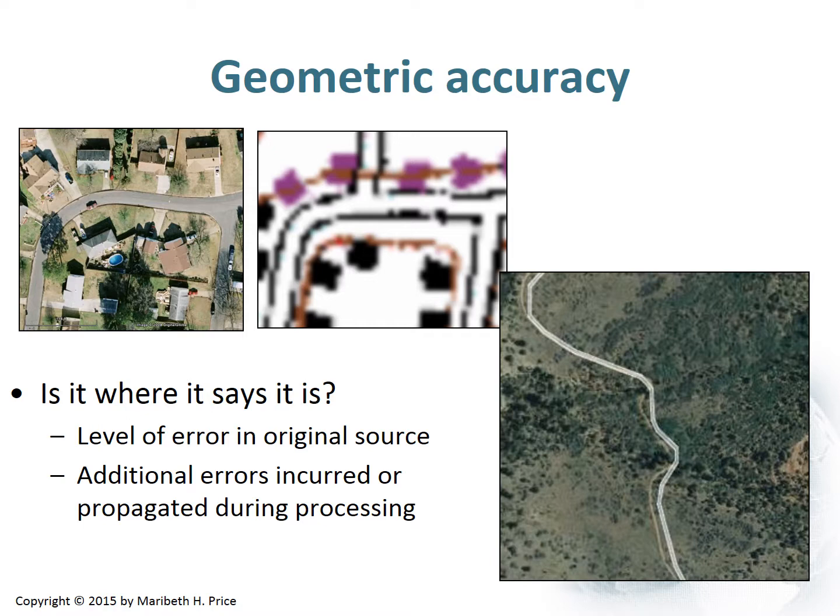Is something where it says it is. It's the level of error in the original source. Additional errors included that can be propagated during data processing are examples of that.